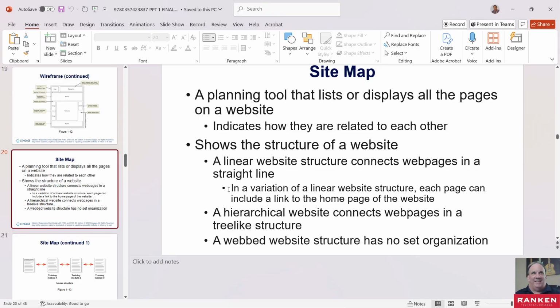Another tool is called the sitemap. A sitemap is a planning tool that lists or displays all the pages on a website and how they're related to each other. And let me find an example of this.